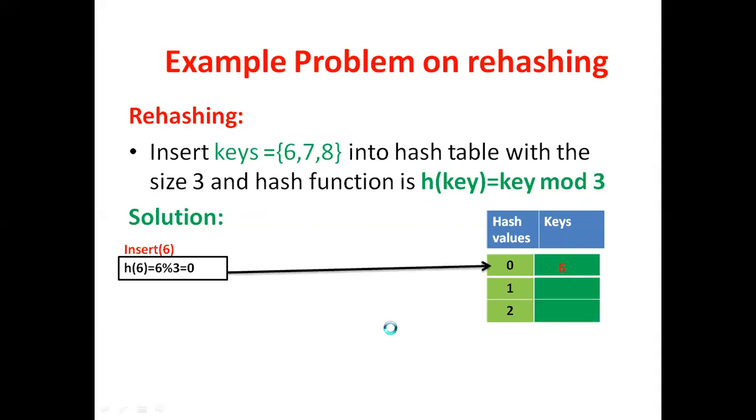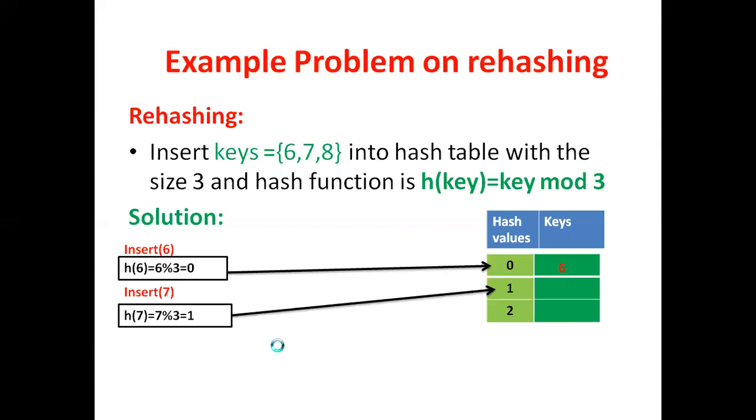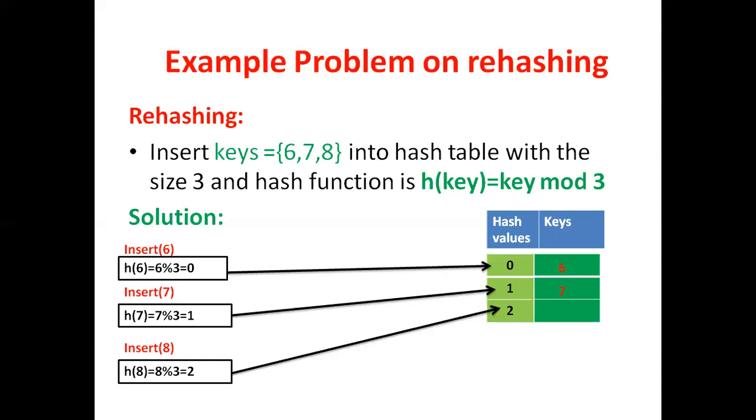Inserted 6. Now insert 7. 7 mod 3 means the remainder is 1, so at the 1st bucket we are inserting 7. Now inserted successfully. Now insert 8. 8 mod 3 means the remainder is 2, so at the second bucket we are inserting our key 8. So no problem here. Now we should find out the load factor.